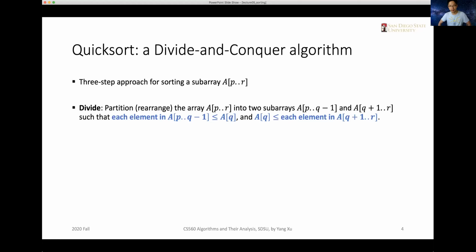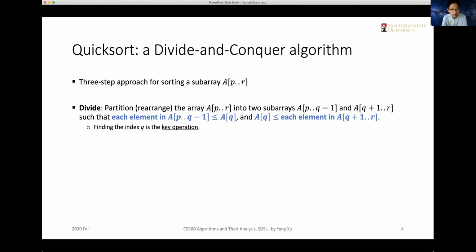Okay, and to compare with merge sorts, the dividing step of the merge sort is simply to compute the midpoint, right? Which is basically p plus r divided by 2 and rounded to the floor. That is the dividing step for merge sorts. Okay, so this is the first difference we see here.